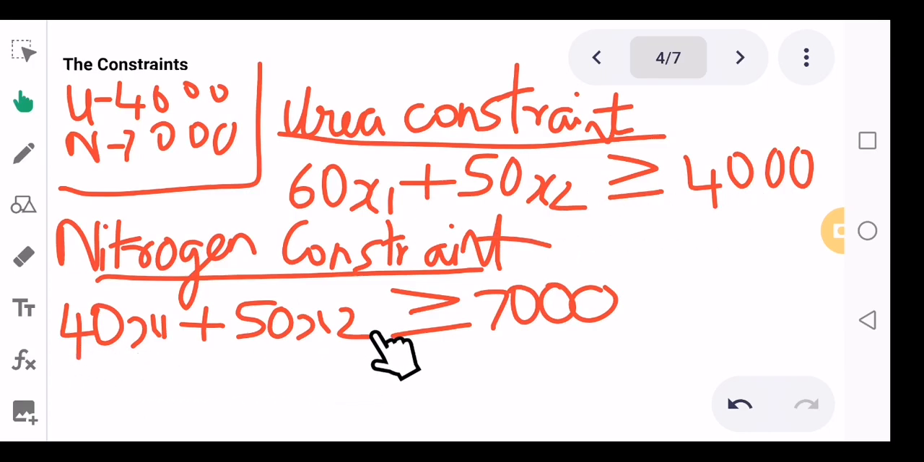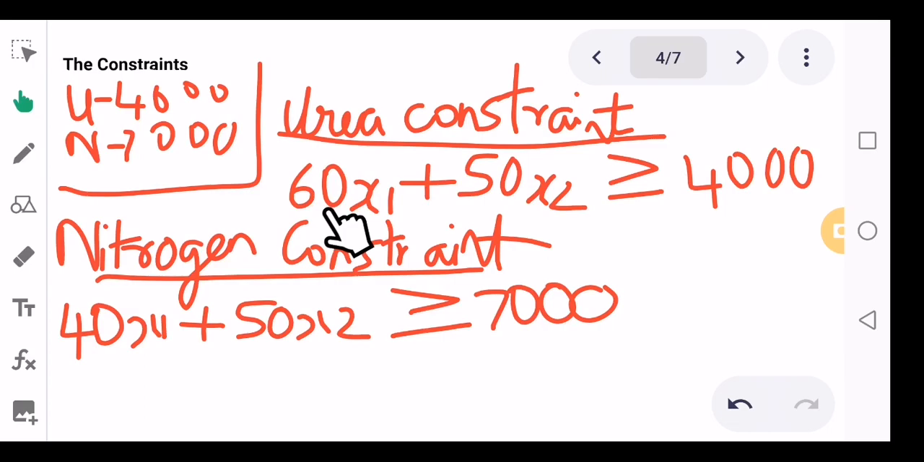Here the farmer is going to purchase a total of this much nitrogen, that is 40x1 plus 50x2 is the total nitrogen that the farmer is going to purchase. Still we don't know what that amount is, but whatever he is purchasing has to be equal to 7000, or it can be greater, because they have said that it has to be at least 4000 and at least 7000. That's why I use the greater than or equal to symbol.